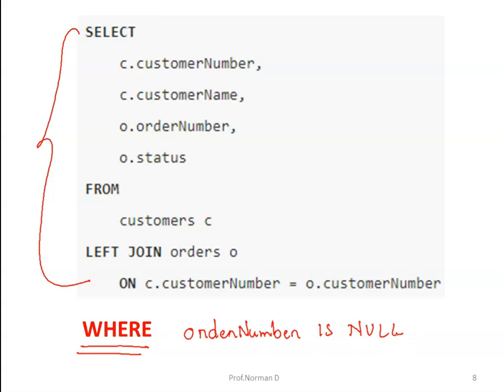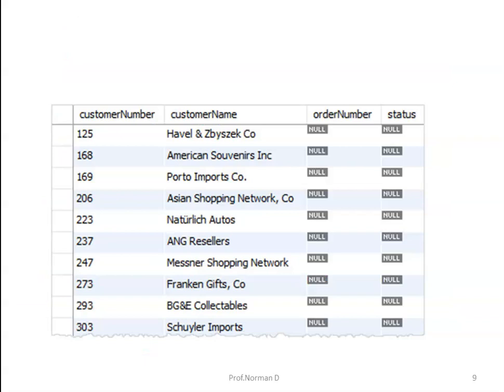Up till here I'll get a list of all the customers who have placed and have not placed any orders. Out of that, I'm applying a where clause, filtering the data and picking up only those tuples where the order number is null. That means information about those customers who have not placed any orders.